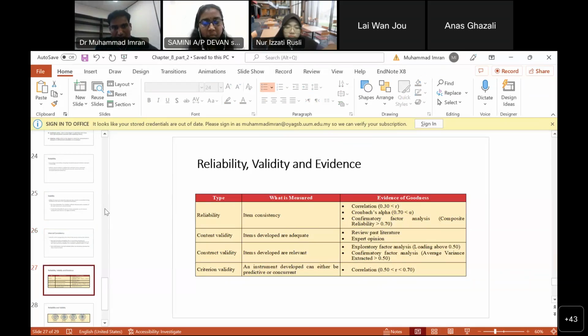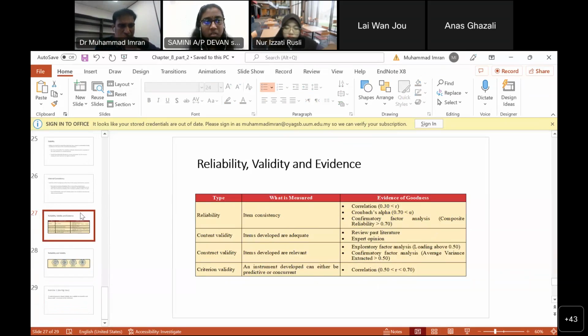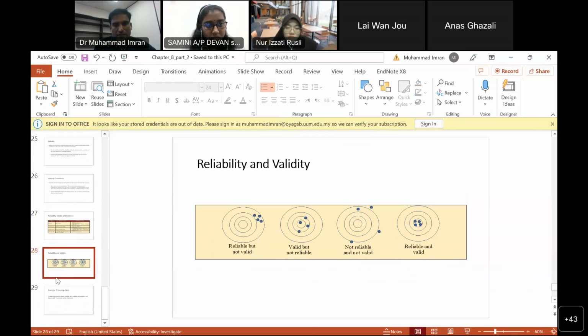See here: reliability, item consistency, correlation, goodness of fit, criterion, correlation. Anyway, hold for this one. Another example, this one is a good example for you to understand reliability and validity. By the way, we already explained this one. See here: reliable but not valid; valid but not reliable; not reliable and not valid; reliable and valid. How can you justify these things?